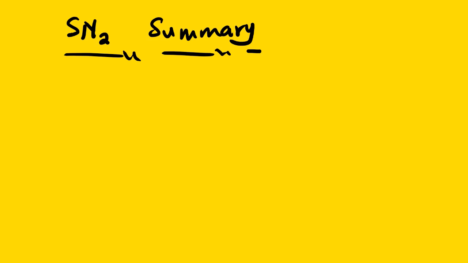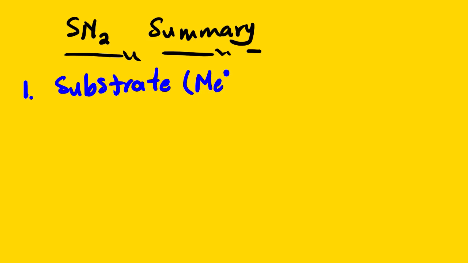But for this lesson video, you should know that SN2 normally reacts fastest when we have the substrate as methyl, followed by primary, followed by secondary, and then lastly by tertiary. But we know that in most cases tertiary is almost impossible to actually react.